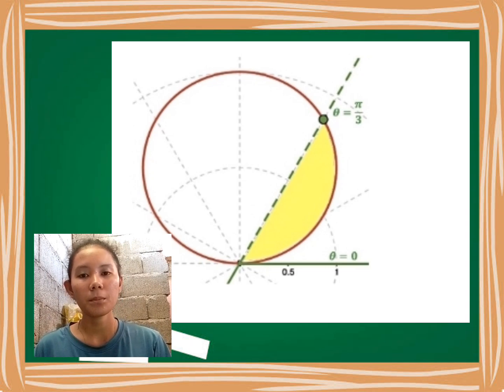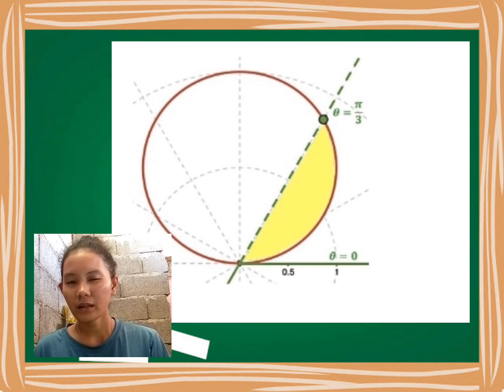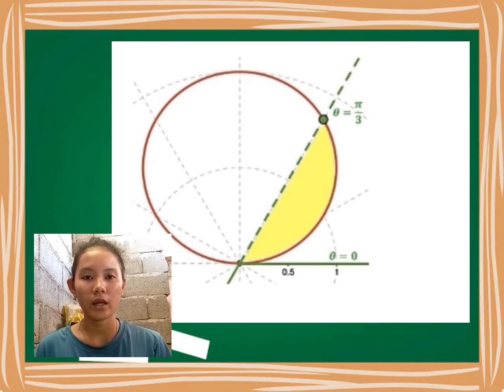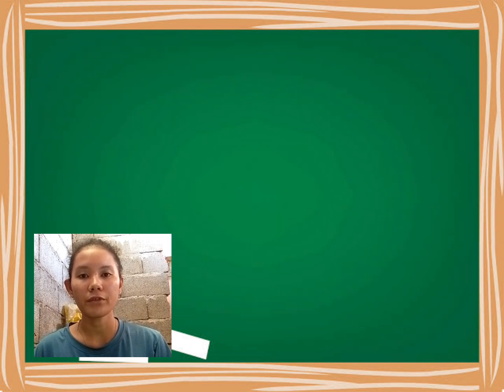Step 1 is note the polar equation for the curve and the bounding angles A and B. The polar equation for the curve is r = 2 sin θ. The angles A and B that bound the area are A = 0, B = π/3. Plug in the polar equation for the curve and the bounding angles into the area formula. Then solve for the area of the region.